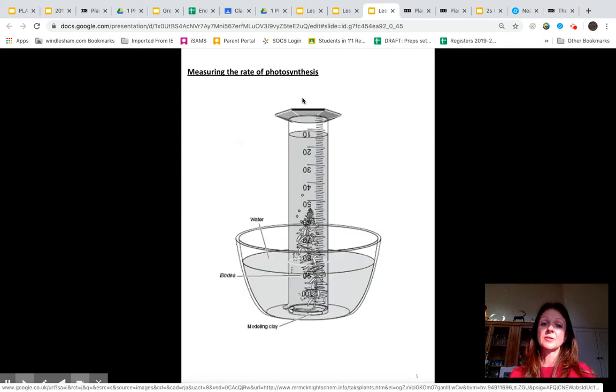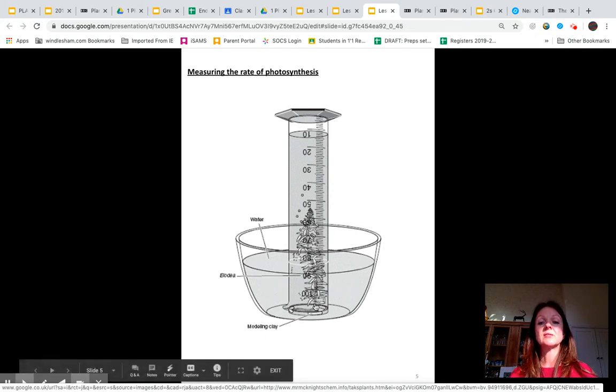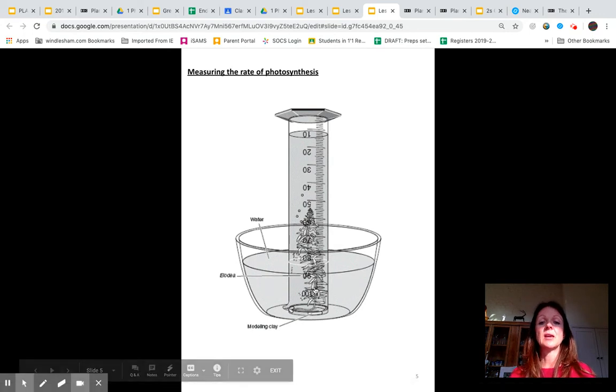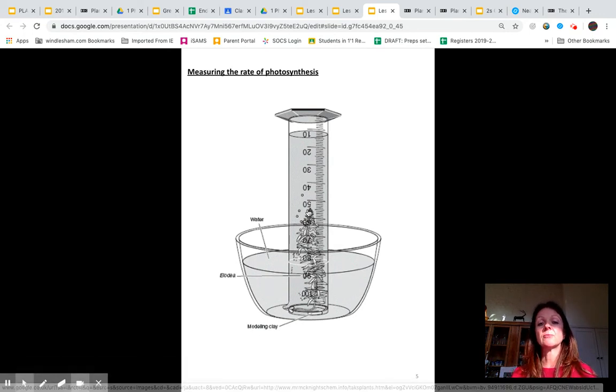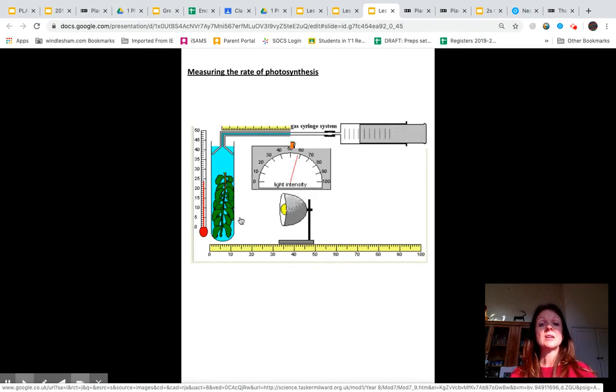This is just another step more complex, in that this time you are doing exactly the same thing. They haven't shown the light here, but you are measuring the rate of photosynthesis. This time you are actually measuring the volume of oxygen produced per, say, 5 minutes. And so you can get a measurement here, making it even more accurate. And this one here is probably the most accurate way of doing it.